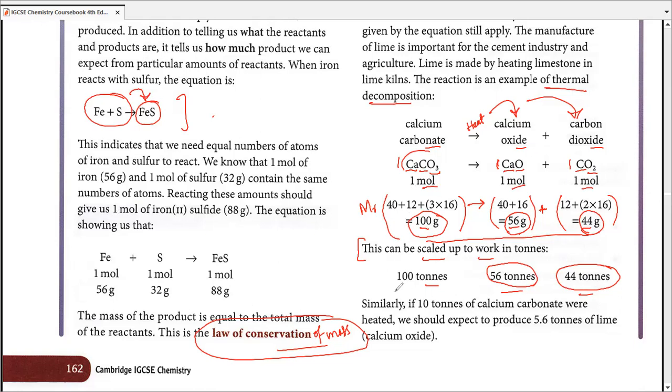So once you know that 100 of this is going to give you 56 of this and 44 of this, no matter what the units are, keep changing the units. You can scale it up, you can scale it down, you can talk about very minute values, you can talk about very big industrial sort of values. So if you know these numbers, it's really easy to work your way out about the amount of calcium oxide or carbon dioxide being produced every time, no matter how small you do it in the lab or how big a scale you do it in industry. Make sense?